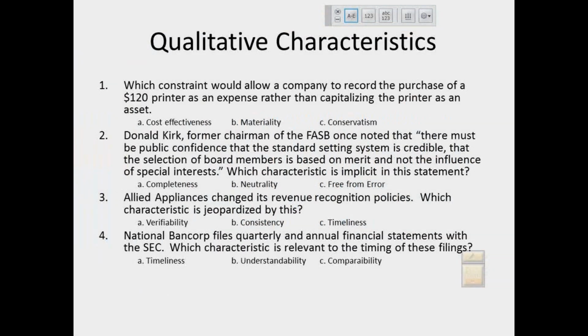Which constraint would allow a company to record the purchase of a $120 printer as an expense? So you buy the printer and you just write printing expense, cash for $120, rather than printer as an asset and cash for $120. Is it cost effectiveness, so the cost of reporting that transaction doesn't outweigh the benefits? Or is it materiality? Or is it conservatism? Which of those three would you say? So type A, B, or C.